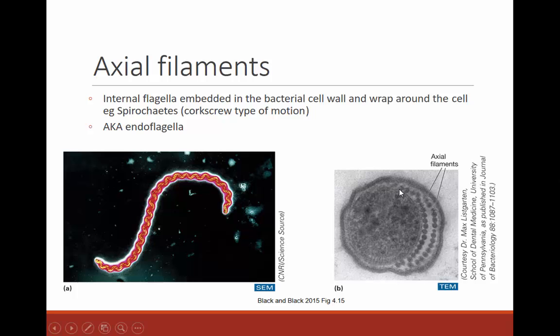That is a wonderful arrangement because these are also endoflagella. That means that the flagella is inside. And because they circle around the cell, just underneath the plasma membrane or the cell membrane, when they move, they cause the cell to spiral as it's moving. So it's a flagella inside the cell.